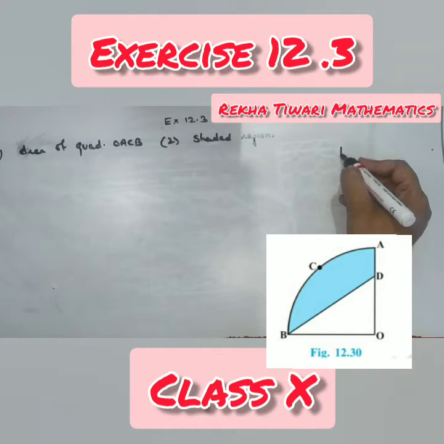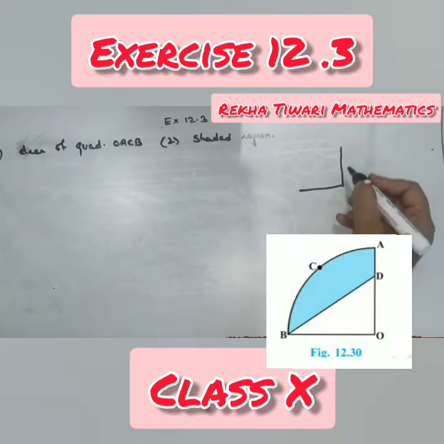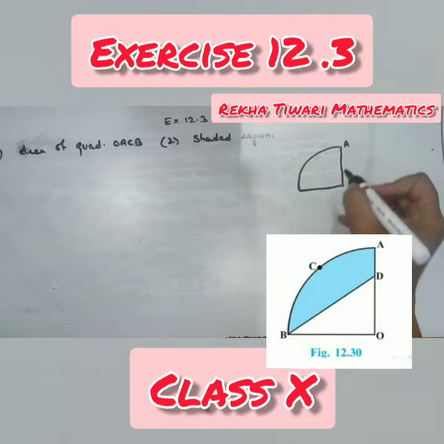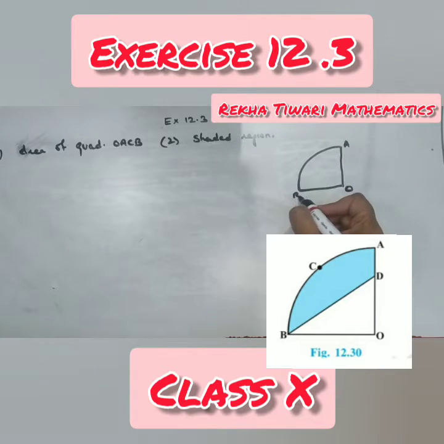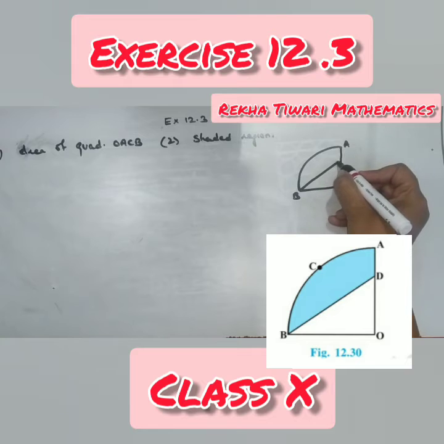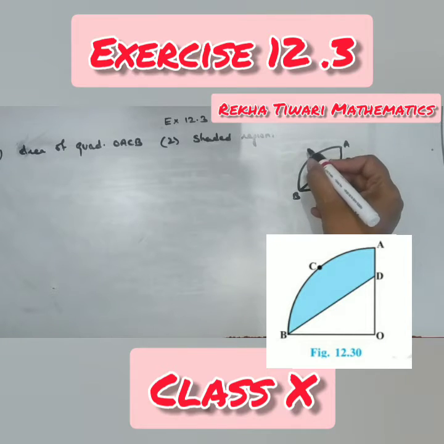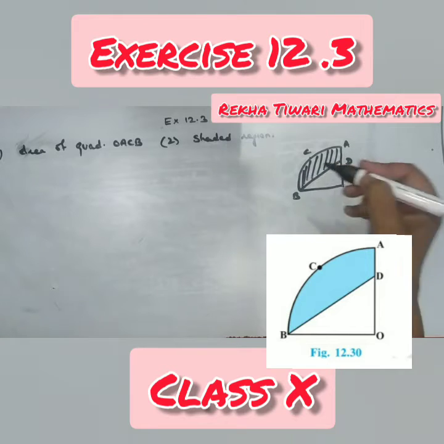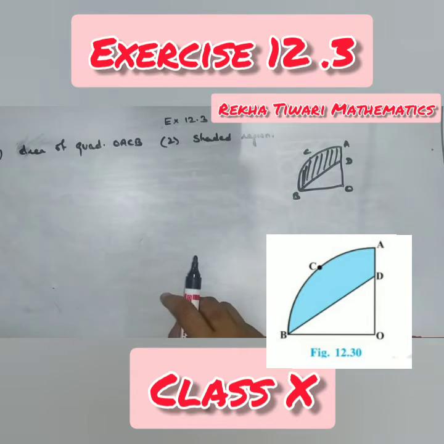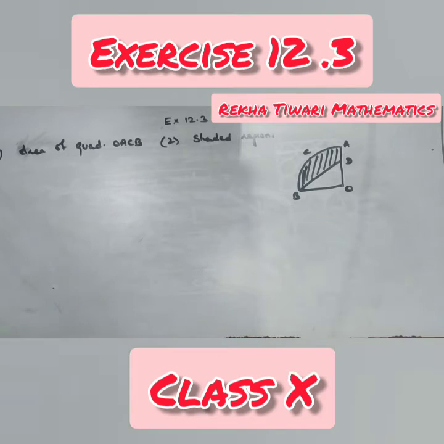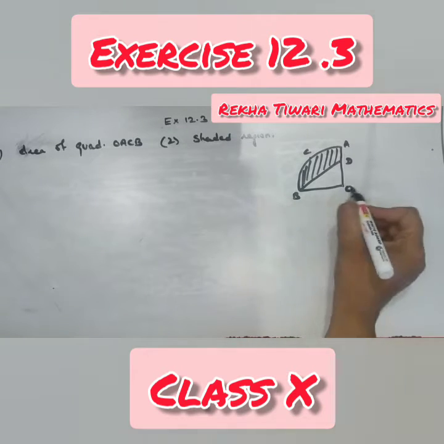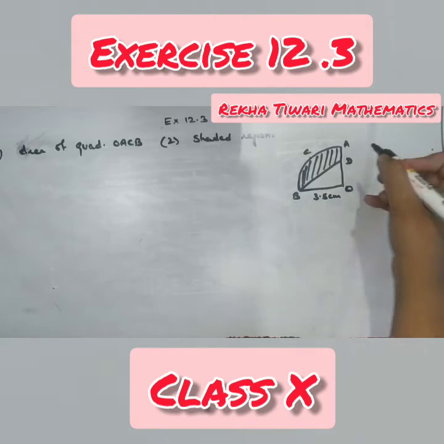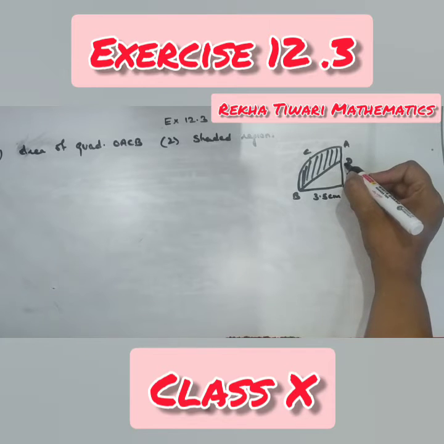Okay, see the figure. This quadrant is given to you. What is quadrant? Quadrant is 1/4 of the circle. And a triangle is drawn inside the quadrant. This is the shaded region. It's given that the radius of the quadrant is 3.5. So OB is 3.5 centimeter. And OD is given to you as 2 centimeter.